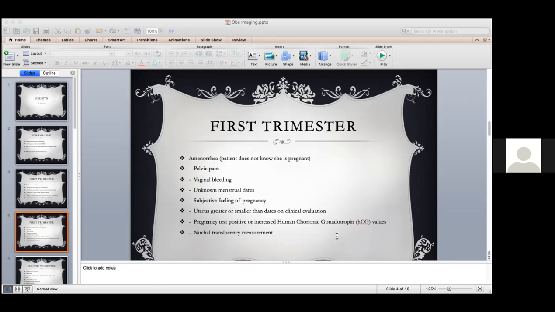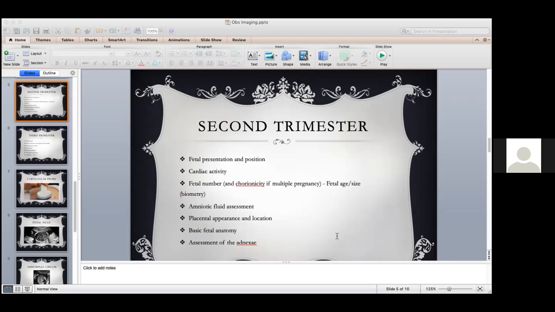That's another indication. When the uterus is greater or smaller than the dates on clinical evaluation, so a mother tells you she's 20 weeks, you examine, you think she's less than 12 weeks, then you send the patient for ultrasound. When the pregnancy test is positive or HCG values are increasing, and it's not increasing in the normal manner, you want to ascertain that it's a normal pregnancy. Then we talked about nuchal translucency. So we measure it as well in the first trimester, between 11 and 13 weeks, 6 days.